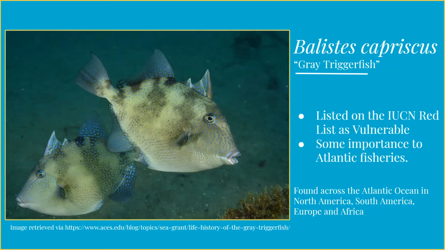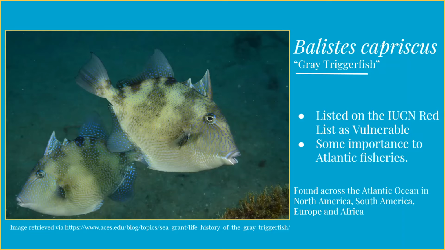The first triggerfish I would like to talk about is Balistes capriscus, or the gray triggerfish. These animals are important to some Atlantic and Gulf of Mexico fisheries. According to NOAA, in 2019, 1.6 million pounds of gray triggerfish were harvested out of the Gulf of Mexico and the Atlantic Ocean.